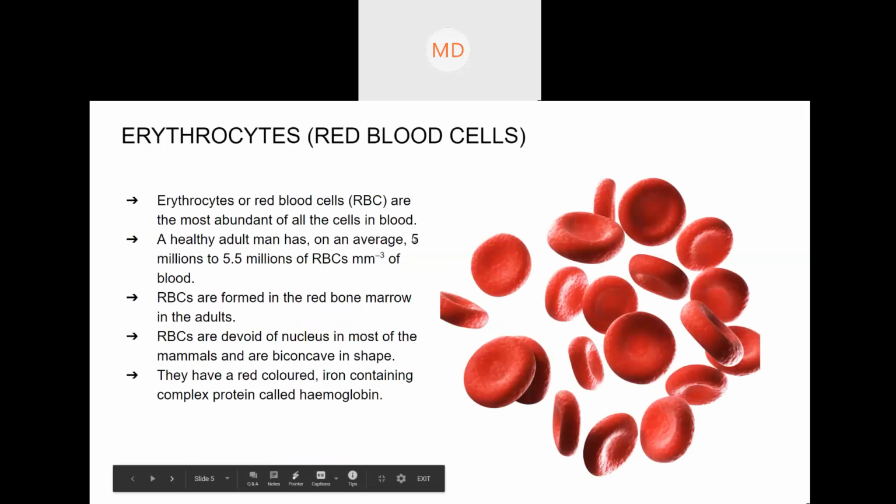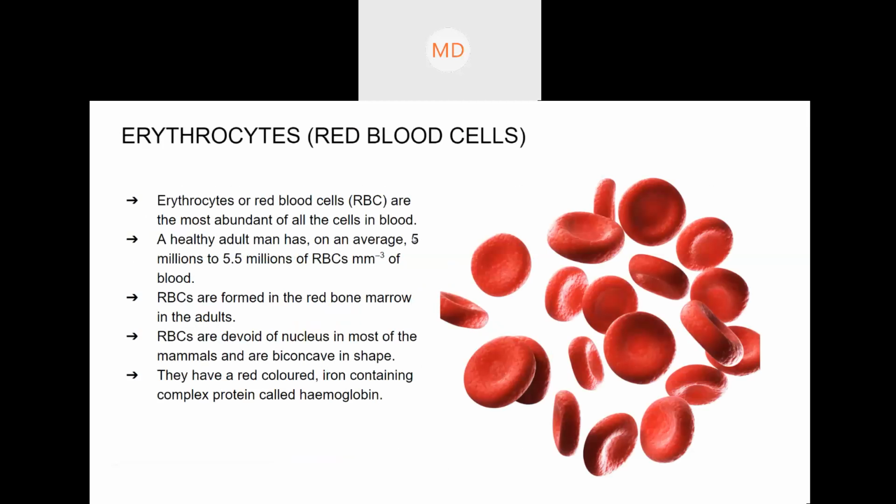We'll get to know each one in detail. First, erythrocytes, that is red blood cells. If you count the quantity of red blood cells, white blood cells, and platelets in the blood, the majority is red blood cells. Red blood cells are the most abundant, far more in quantity than white blood cells and platelets.